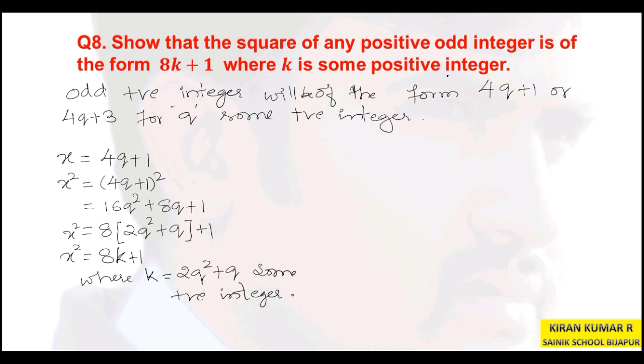Now if you consider x value to be in the form of 4q plus 3, let us square this. We get 4q plus 3 whole squared. On expanding this, it becomes 16q squared plus 24q plus 9.